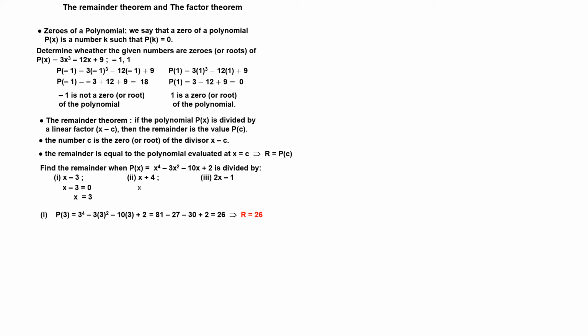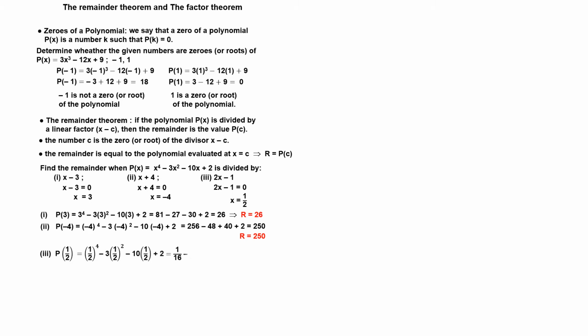Make the divisor equal to 0 and solve the equation for x. The zero is minus 4, so we replace x with minus 4. The remainder is 250. Find the zero of the divisor and replace x with 1/2. The remainder is minus 59 divided by 16.